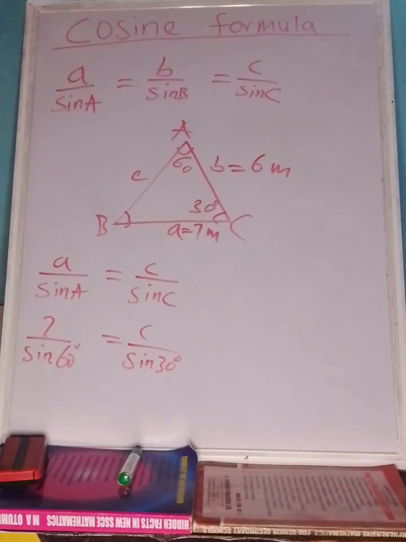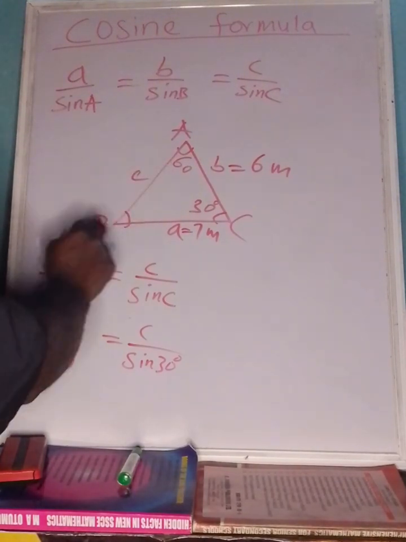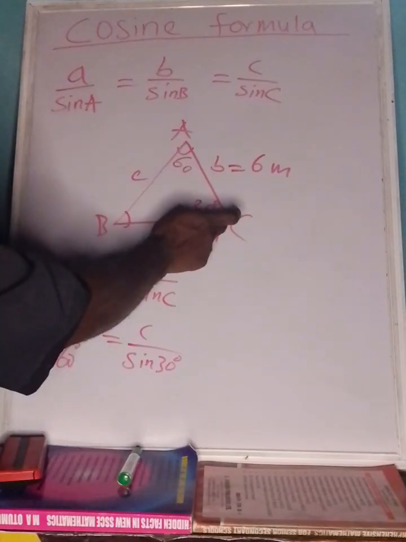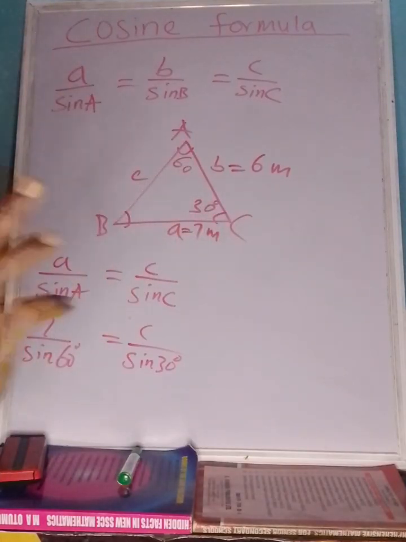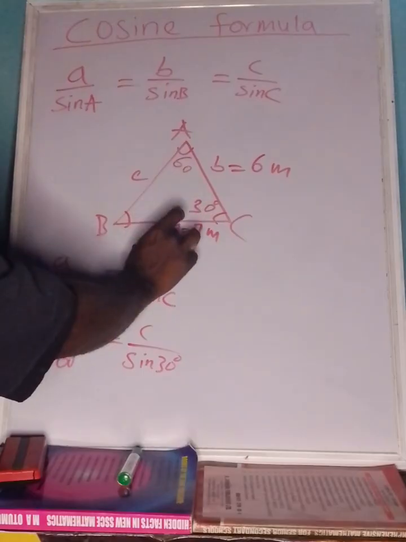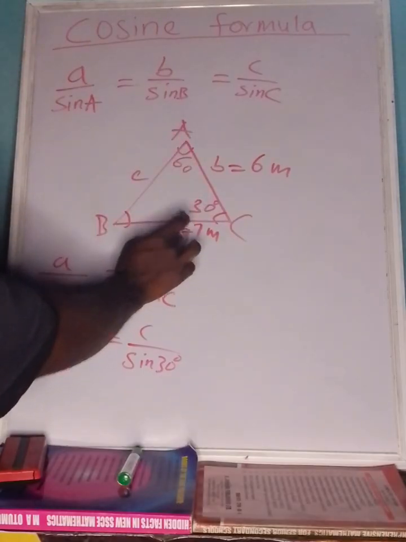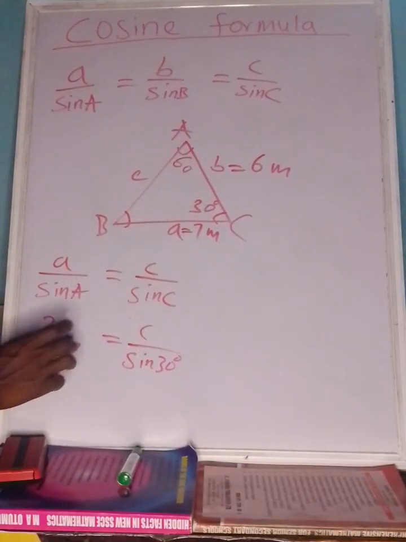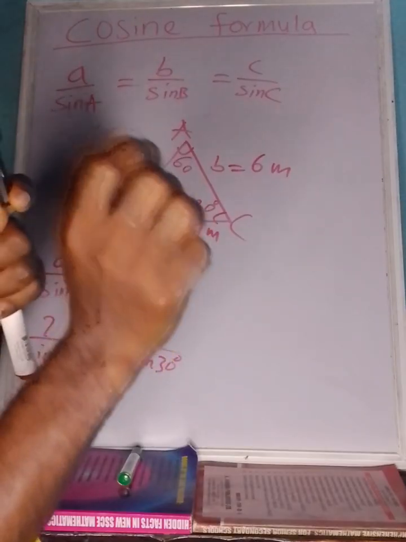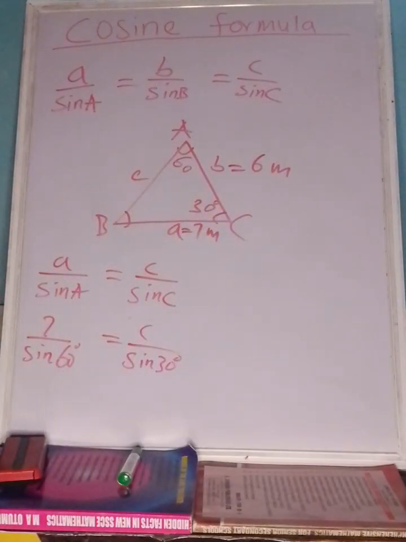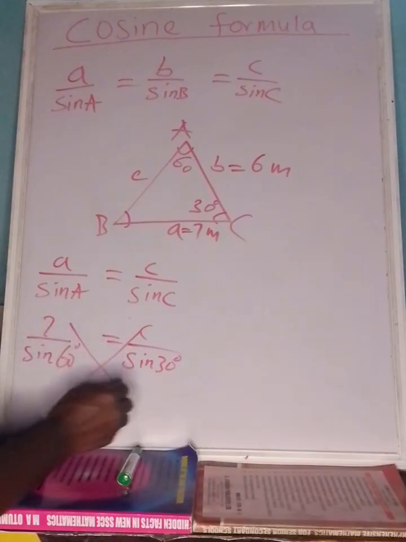In this case, you can see that angle A is given, side A is given. Angle C is given, but side C is not given. You can see that angle A and side A match what is required for you to apply sine law. So what you do is you simply cross and multiply. You understand? Cross and multiply.